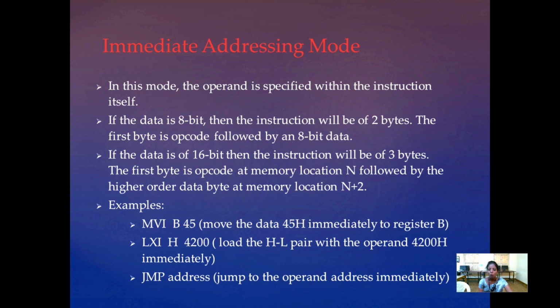That means move the data 45H immediately to register B. The next example is LXI H, 4200H. It means load the HL pair with the operand 4200H immediately. And the last example is JMP address, that is, jump to the operand address immediately. These are the examples of immediate addressing mode.